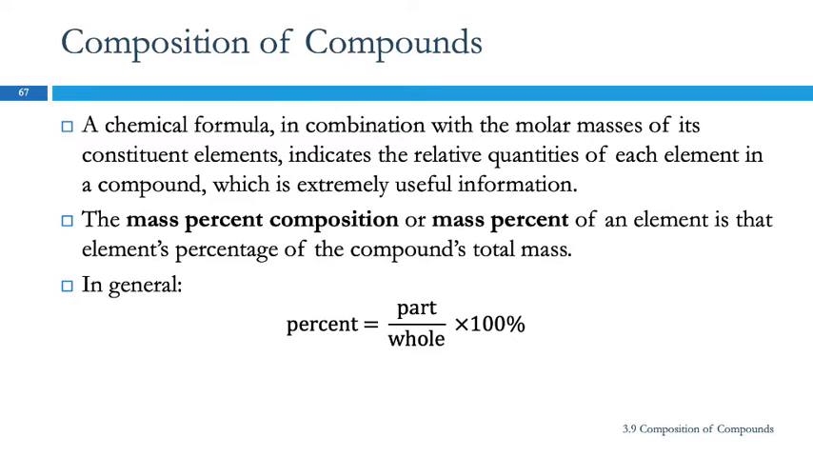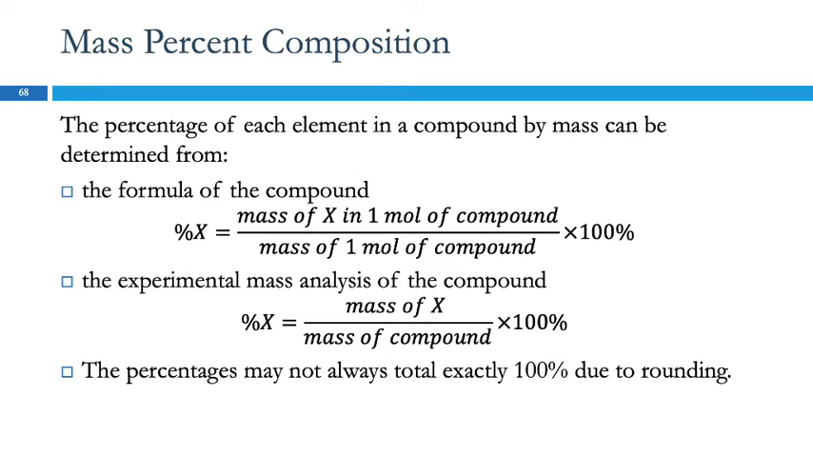And so this is the general form for percentages, which I find useful because I can really figure out almost any percentage problem if I just remember this. Percent is the part over the whole times 100. So here the part is the mass of the element we're interested in, and the whole is the mass of the whole thing. We can get this information from the formula of a compound or from experimental mass analysis.